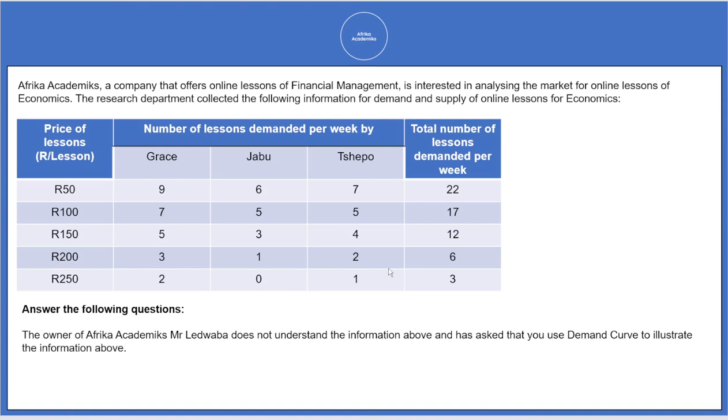So there's a scenario here which says Africa Academics, a company that offers online lessons of financial management, is interested in analyzing the market for online lessons of economics. Right, they want to analyze the market for online lessons of economics. Already they are offering financial management, but now they are interested in going into the economics, so they are busy analyzing. So the research department, which was doing this analysis, collected the following information for demand and supply of online lessons for economics.